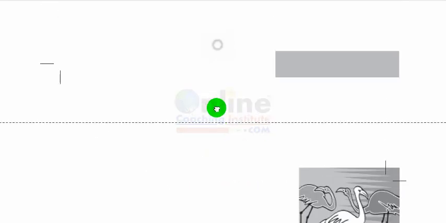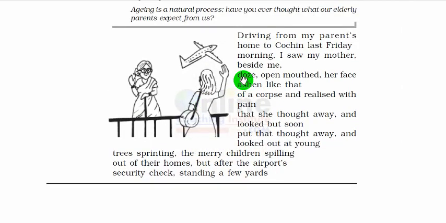First of all, which is the word? Yes, doze. Doze means a short light sleep. Then ashen. Ashen means very pale, like ash. Ash means after something is burnt, the remaining part which is left in powder, that is called ash. Corpse, the dead body.